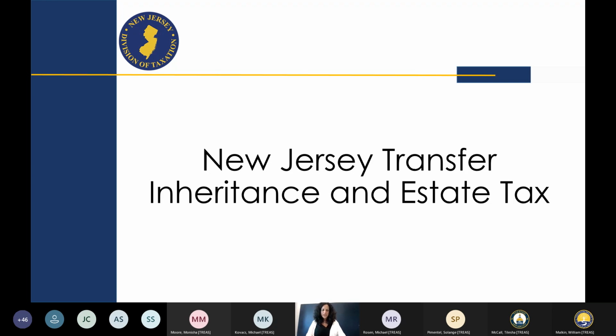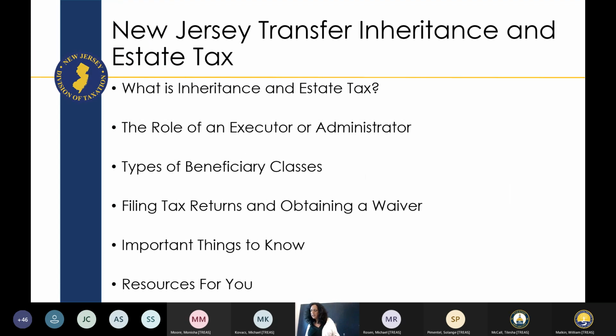So the first thing that I want to do is give you a rundown of what we're going to be going over today. These are the topics that we're going to be discussing. What is inheritance and estate tax? What the role of an executor or an administrator would be, the types of beneficiary classes, the filing of the returns, and how to obtain a waiver. And the waiver is a word that I'm going to be using over and over again today. Important things that I think you should know, and resources to help you along.